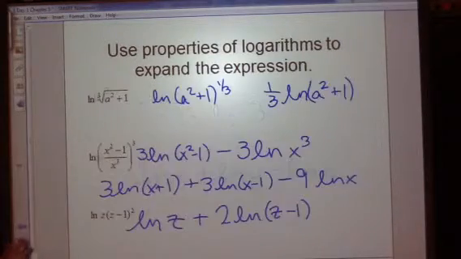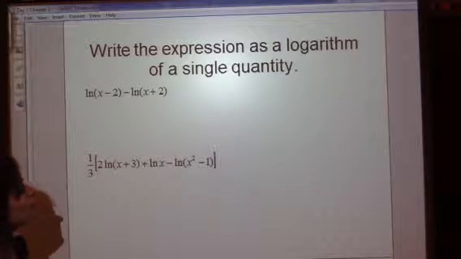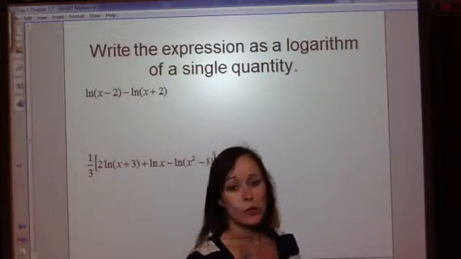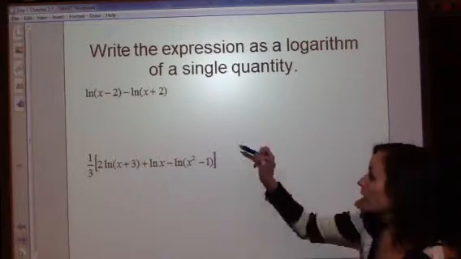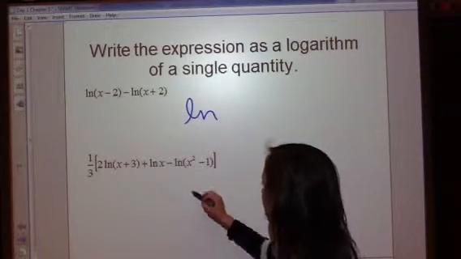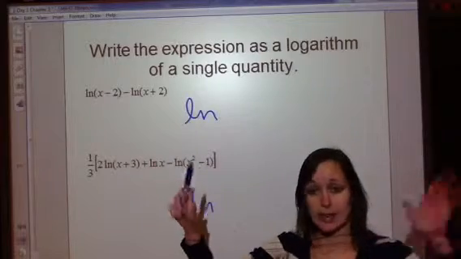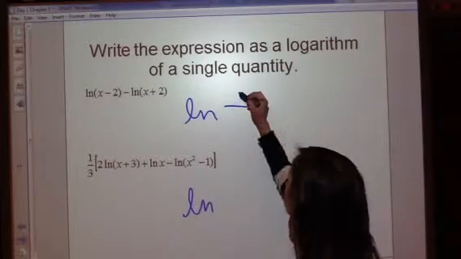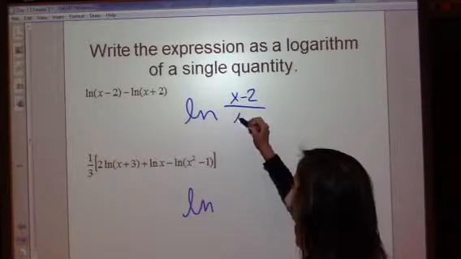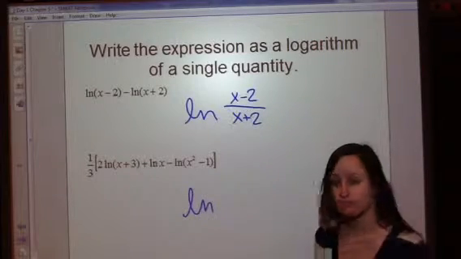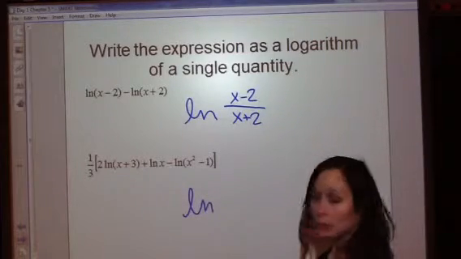Oh, wrong one. All right. From here, we're going to write it as a single quantity. So we're only going to write ln once. Here we have subtraction between our two ln's. So that means we're going to have division of the first one divided by the second one. And you're done.